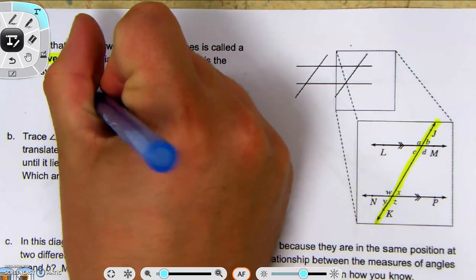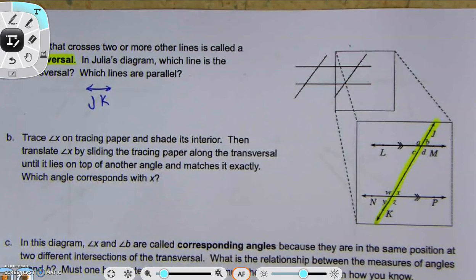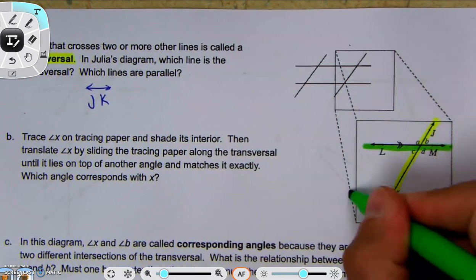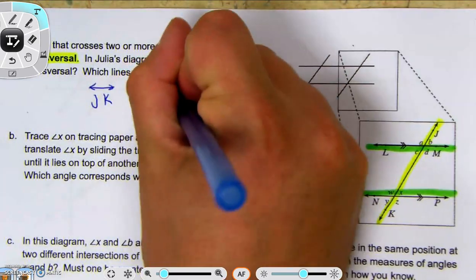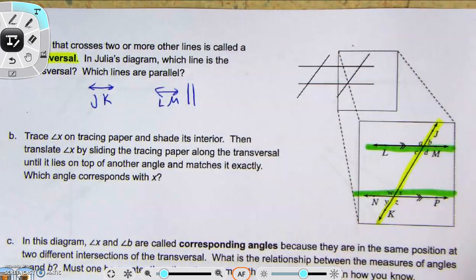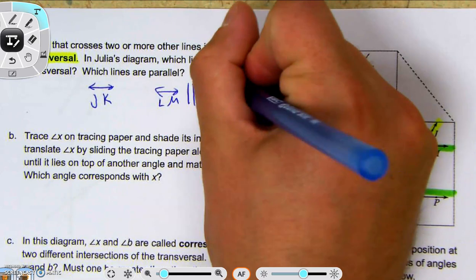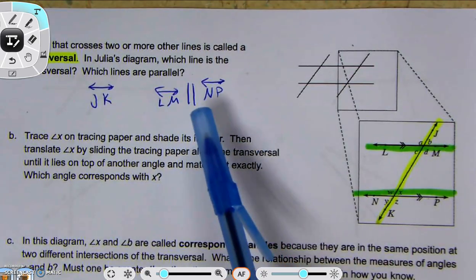So if it's a line, we call this JK to signal that it's a line. We got to make sure we have our arrows above it. So that is our transversal. It's talking about which ones are parallel. We know that those arrows right there mean that they're parallel to each other. So these would be my parallel lines. So I would need to say that LM is going to be parallel to NP. So we can say LM is parallel to NP. So there's our symbol for parallel that we could use.